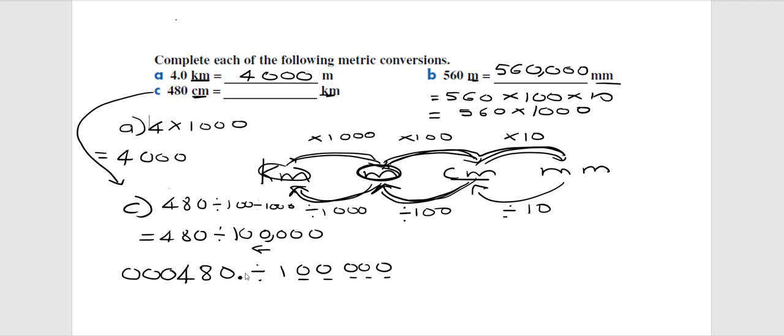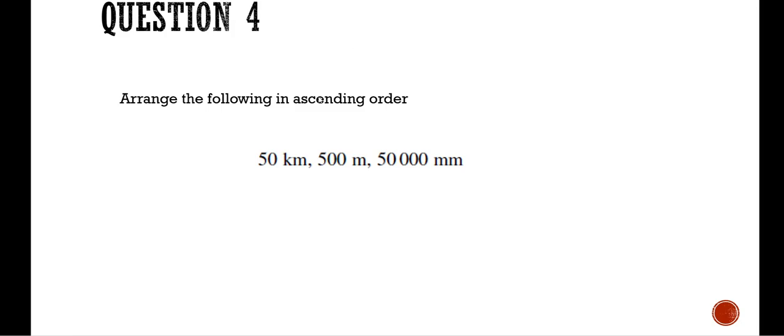And let's move it 5 times. So 1, 2, 3, 4, 5. My new decimal point is over there. So my number is 0.0048. We don't have to write that 0 at the end. We don't need it there. So you should have had 0.0048 kilometers.